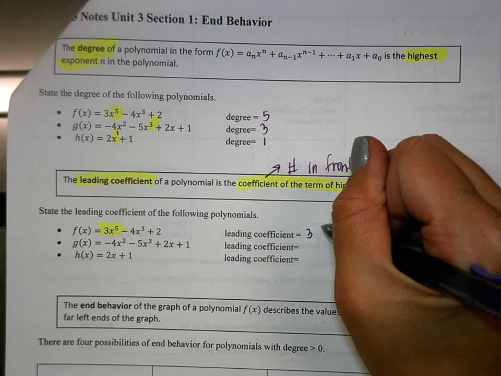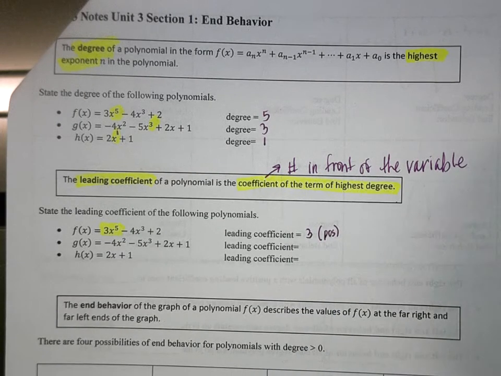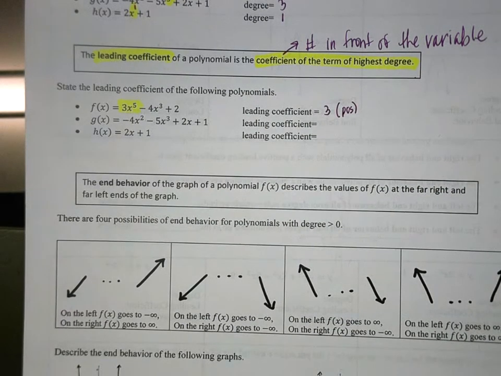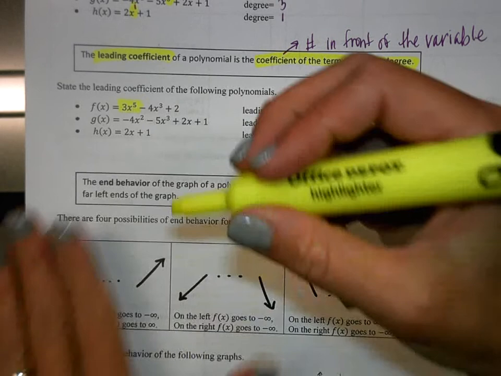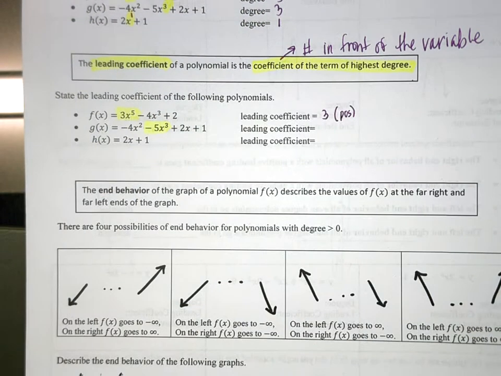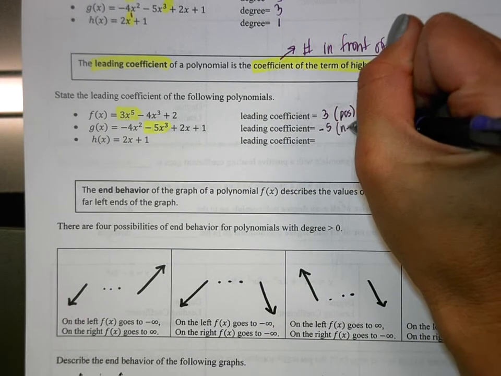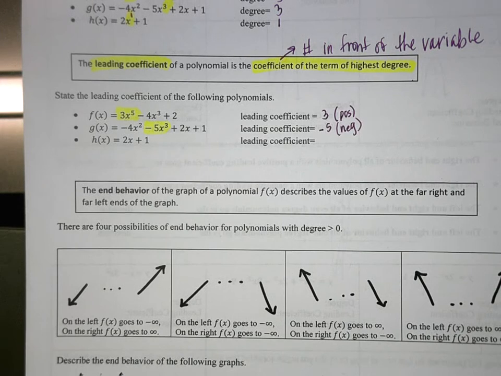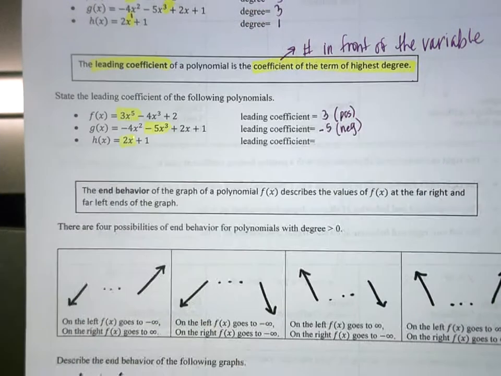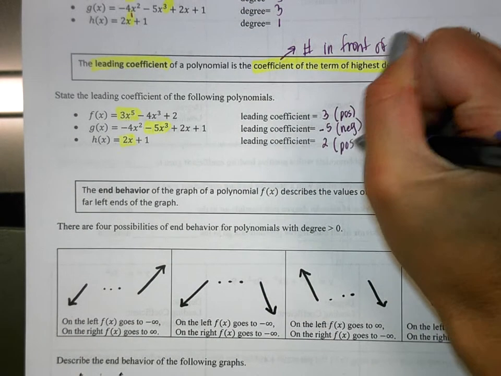And more importantly, this is actually a positive number. It's going to be helpful as we go through this. On the g of x equation, what would be my leading coefficient? Very good. Again, it goes with your term that has the highest degree. So this leading coefficient is actually negative 5, and specifically, it is a negative number. And what would be the leading coefficient of the h of x equation? Very good, 2. And that one is a positive number.